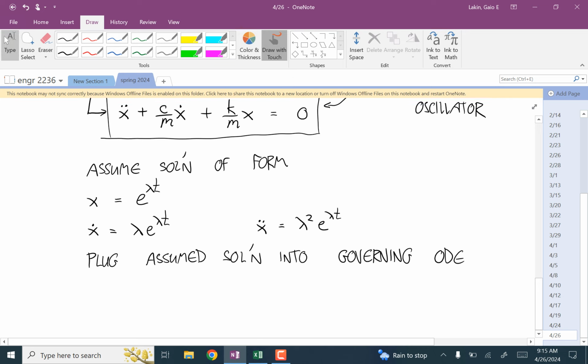Okay, so we're going to plug it into this equation. X double dot, that's lambda squared e to the lambda t. Then we have plus c over m times x dot is lambda e to the lambda t. So c over m times lambda times e to the lambda t. And then plus k over m times what we're assuming for x. So that's k over m times e to the lambda t. And that's equal to 0.